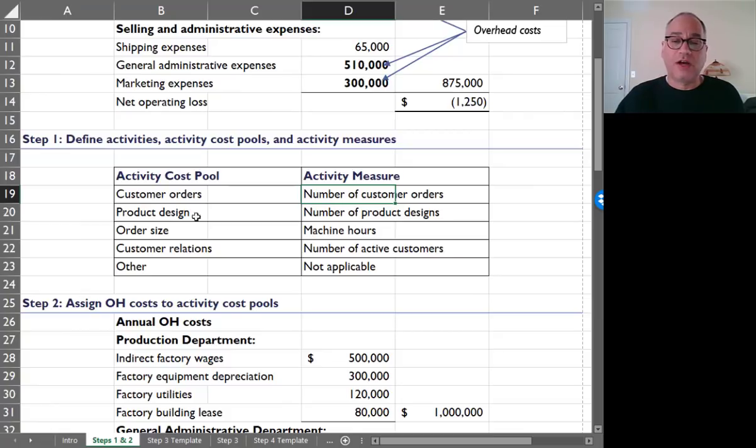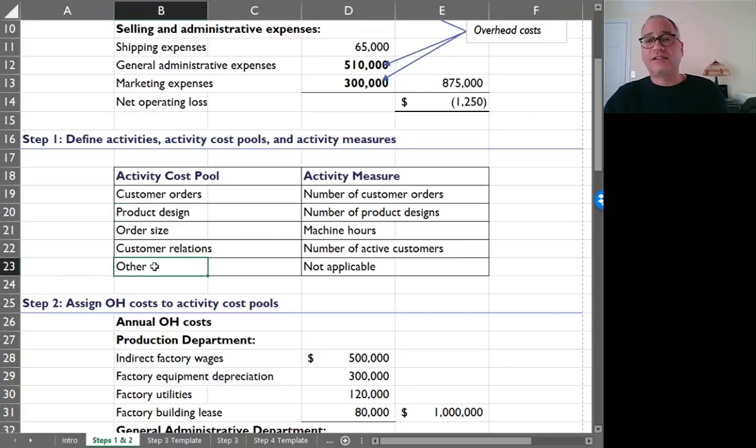Same thing with product design. Let's say I have a certain number of designs to make. The more designs you have to make, the greater the product design cost. Right? At first this probably sounded really hard, and now you're like, oh wow, this is really easy. Anyway, customer relations the same way. The more active customers you have, the greater the cost of customer relations.